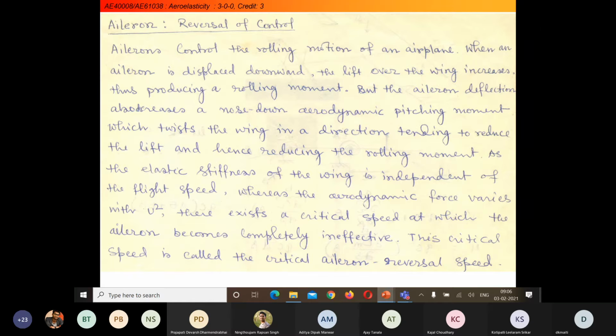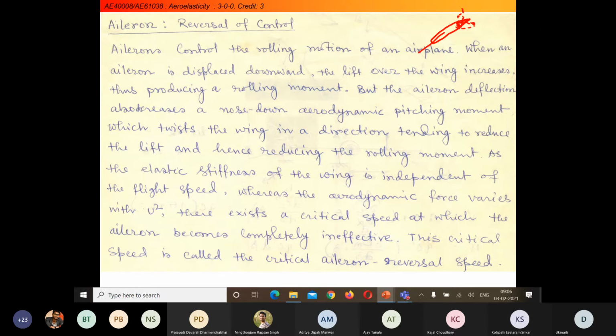This critical speed is called the critical aileron reversal speed. Let's say we have an aerofoil. In this case, we will be taking an aerofoil and the control surface. So we'll have the angle of attack. This control surface we can deflect, meaning the pilot can deflect it in both the downward direction or the upward direction.